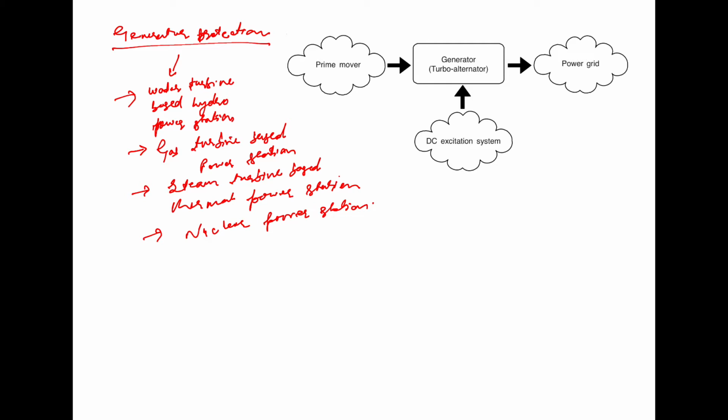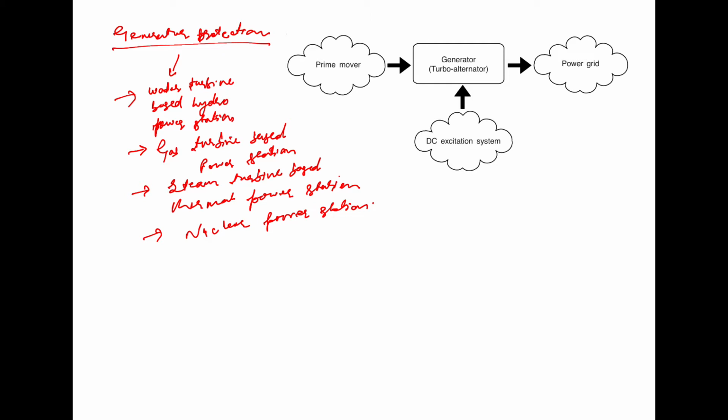Now, in all the above installations, the protection of a generator presents a very challenging problem because of its connections to three different sides, as shown in the figure. On the one side, it is connected to the prime mover. On the other side, it has to run in synchronism with the grid because of its connection to the power grid. And on the third side, it is connected to the DC excitation.